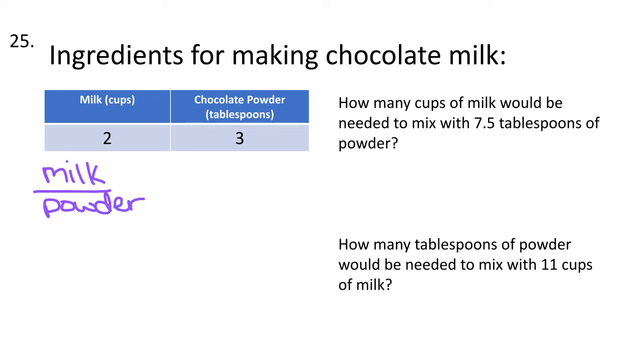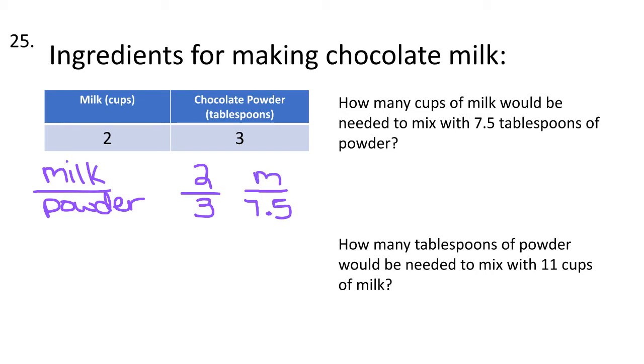And I know that for each 2 cups of milk, I'm going to use 3 tablespoons of chocolate powder. So I started with my words, and now I have my known ratio. And my next part is my unknown piece. How much milk would be used with 7.5 tablespoons of powder? I'm looking for my milk, and my 7.5 tablespoons of powder is going to go on the bottom of my next ratio, and I'm looking for the milk.